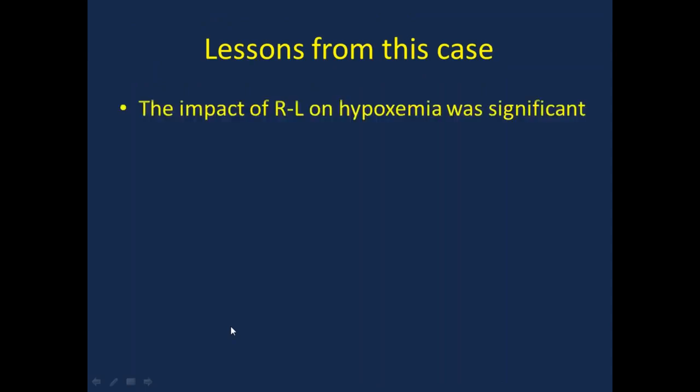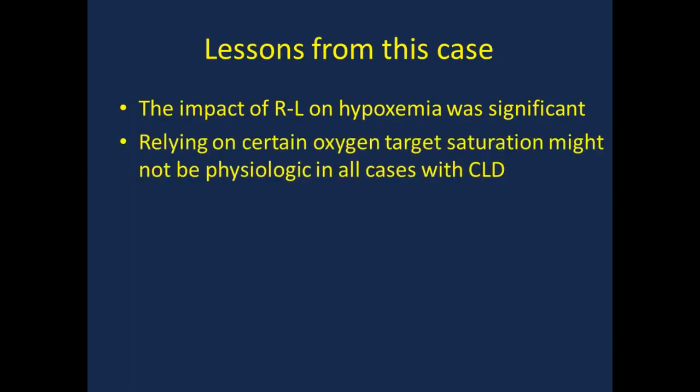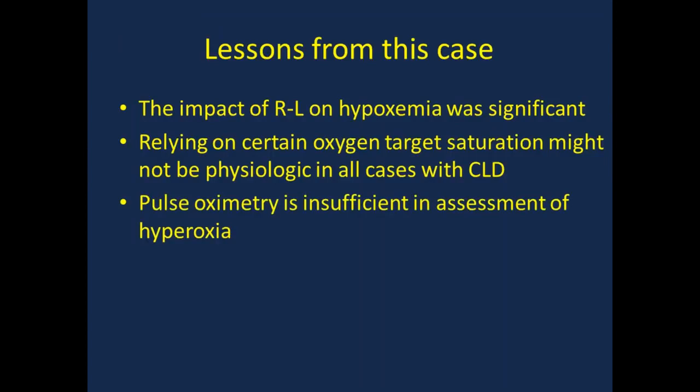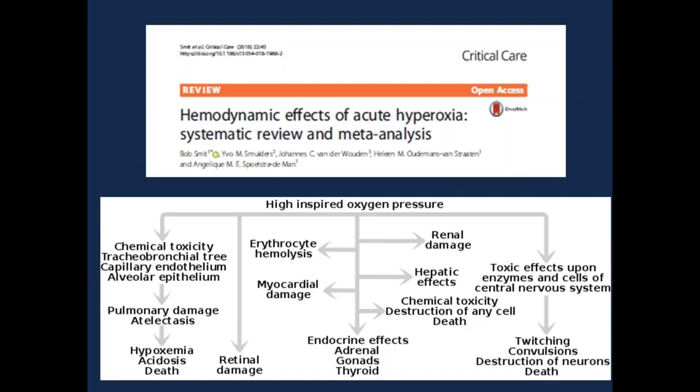Lessons from this case: the impact of right to left shunt on hypoxemia was significant, not the pulmonary hypertension. Relying on a certain oxygen target saturation might not be physiologic in all cases with chronic lung diseases. Pulse oximetry is insufficient in the assessment of hyperoxia. You need to combine that with PaO2, the partial pressure of oxygen, but the issue is we don't have applicable continuous monitoring of partial pressure of oxygen in preterm infants.